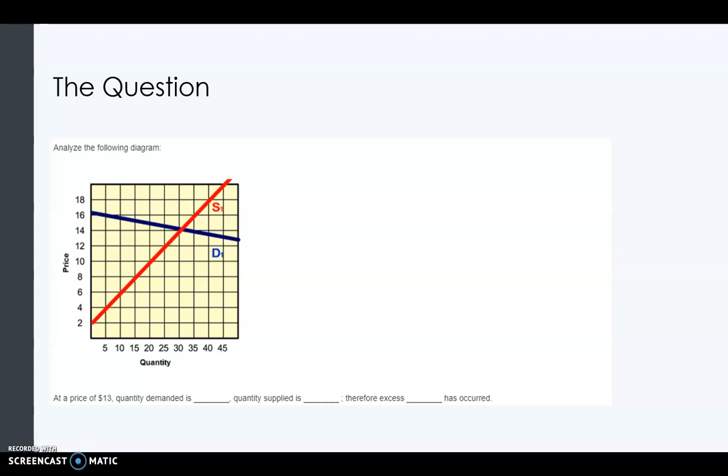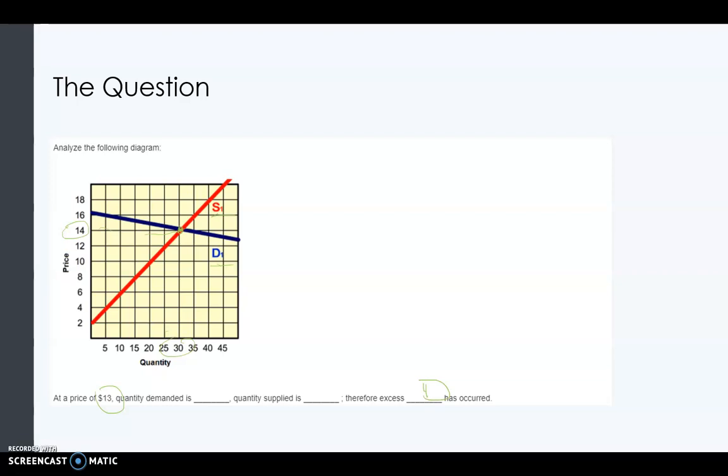Question is, at a price of 13, quantity demanded is blank, quantity supplied is blank, therefore excess blank has occurred. So first of all, we have our upward sloping supply curve, downward sloping demand curve. We see our equilibrium point, which I am filling in with a green dot right there, is at 14 and 30. So our equilibrium price is 14. Our price is 13. Since it's below equilibrium, we think that this will probably lead us to a shortage, so excess demand is going to occur.